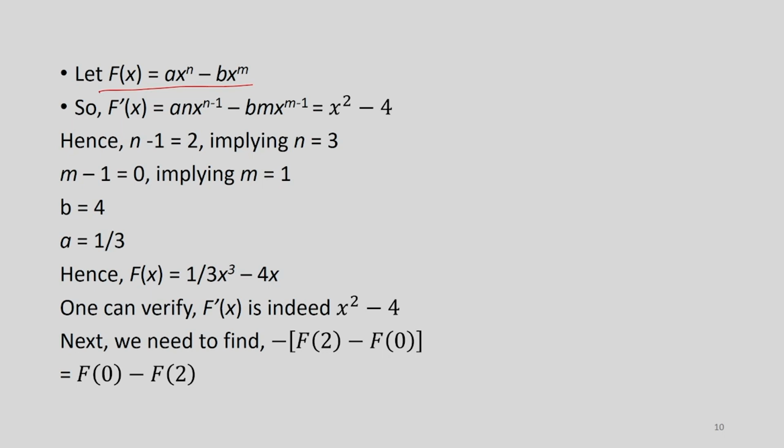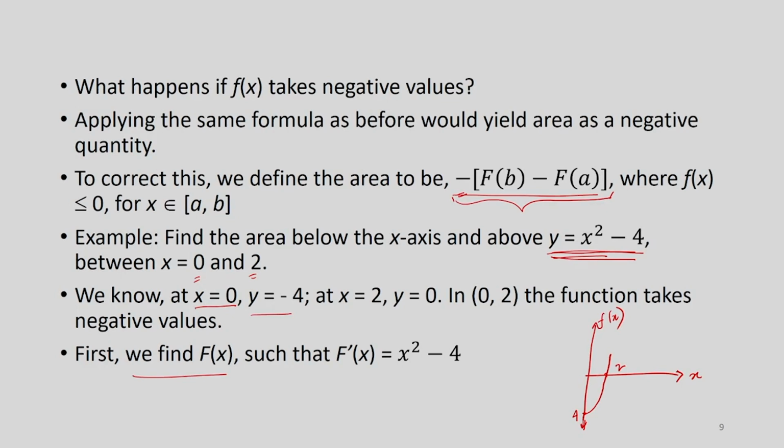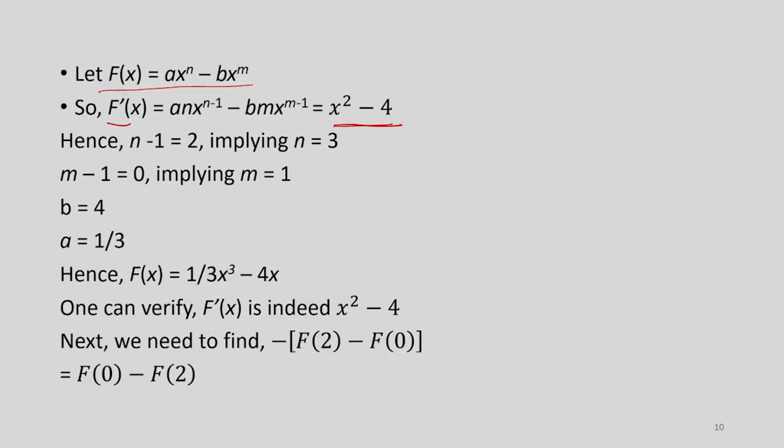What I know is that if I take the derivative of this function, then I will get x square minus 4, which is the given function to us. Now, from the assumed form, which is a multiplied by x to the power n minus b of x to the power m, if I take the derivative, that is F dash of x, I will get a n x to the power n minus 1 minus b m x to the power m minus 1, and that I know is equal to x square minus 4.